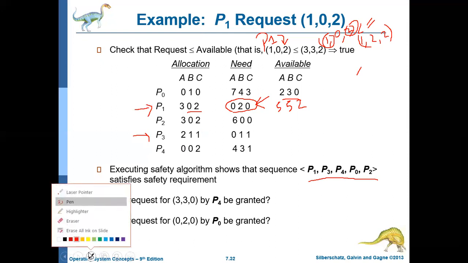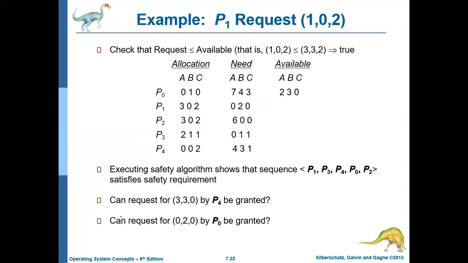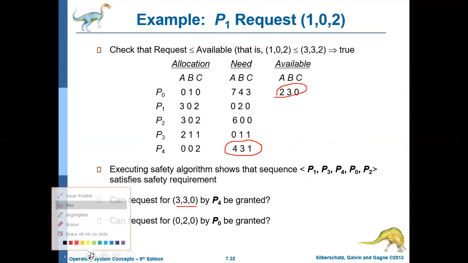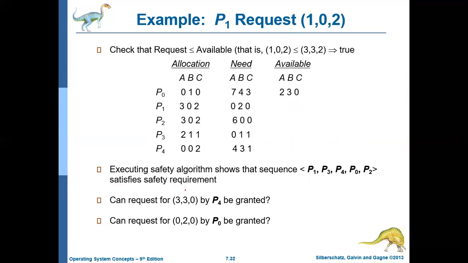So here there are two questions which you can work out. Can the request 330 by P4 be granted or not from the current state? This request cannot be granted because here you see P4's request is 330, but the available is 230. The request is not less than available. So this request cannot be granted.